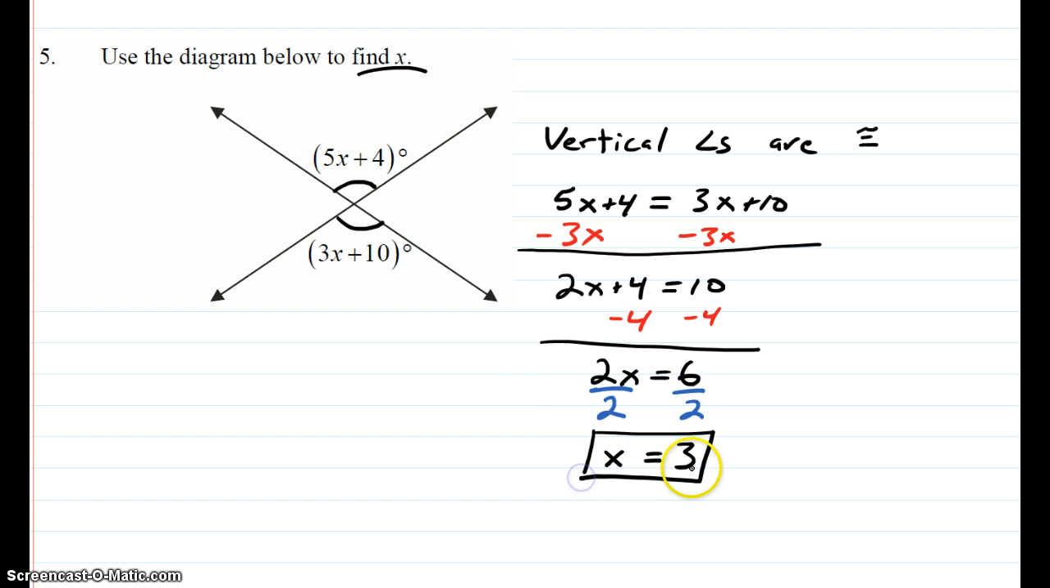And if you wanted to make sure you were right, you could take the 3 and plug it in here. So 5 times 3 is 15. And 15 plus 4 equals 19. So that means this angle is 19 degrees. Take the 3, plug it in here. 3 times 3 is 9. 9 plus 10 is 19 degrees. So since we set them equal to each other, they have to be the same. So if you plugged it in, you got something different, you probably made a simple mistake.